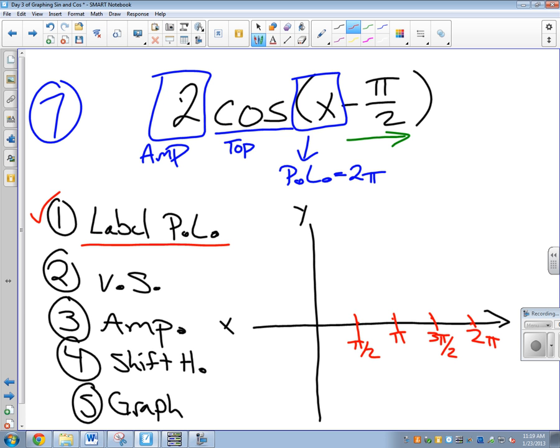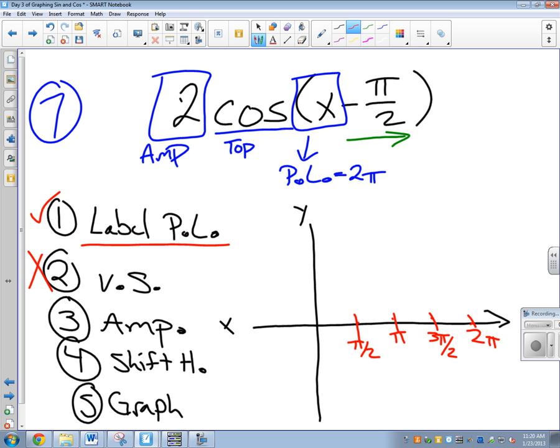Vertical shift. If there was a vertical shift, it would be a number out here like plus 3 or minus 2. And that would move my graph up or down plus 3 or minus 2. Since it doesn't have that here, there is no vertical shift. So I didn't have to do that step.